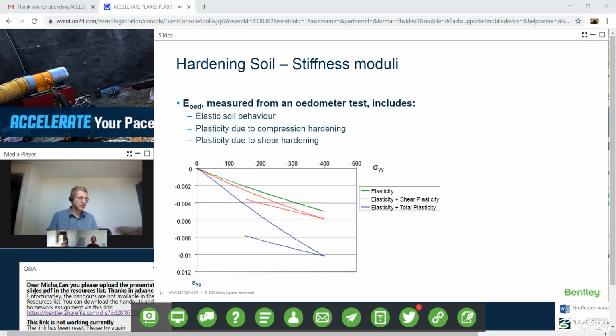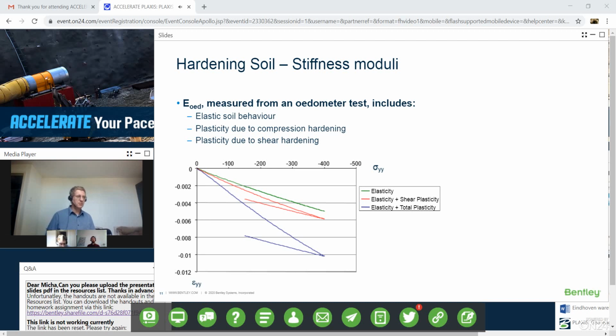So yes, in an odometer test, the soil is being sheared as well. Not much, but it is being sheared. It's not perfect one-dimensional compression. And then the difference between the red line and the dark blue line is my compression part. Now, the ratios differ a bit, but what we can see is that in this case, from the total vertical strain, I measure something like 40% is compression plasticity, 40% is elasticity, and less than 20% is due to shearing.